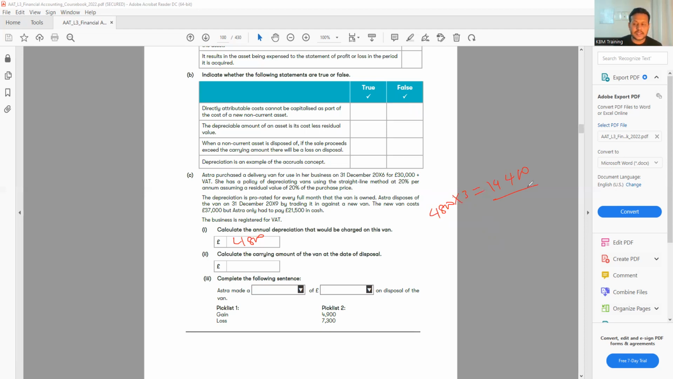We have to minus the accumulated depreciation, the total depreciation. So the cost is 30,000, and you have to minus the accumulated depreciation, that is 14,400, and that will give us 15,600. And this is my carrying value, 15,600.